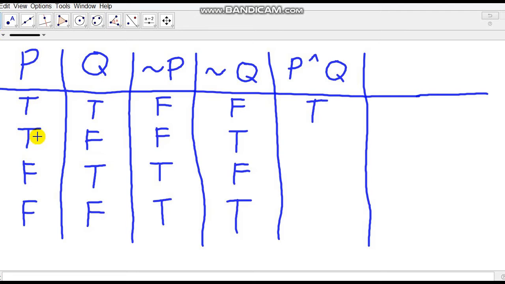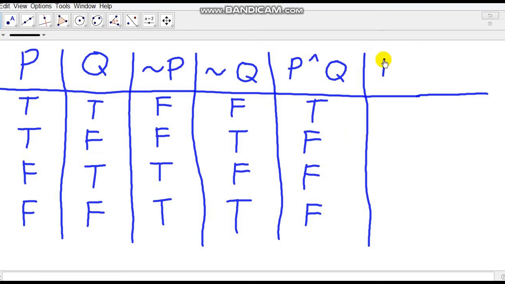However, in the second row, P is true and Q is false. Since one of them is false, it follows that P and Q is false. The third row shows the same thing. P is false, Q is true. One of them is false, which is P. Therefore, P and Q is false. And lastly, P is false, Q is false. Therefore, P and Q is false. So that's the truth value for P and Q. Both of them should be true, but if one of them is false, the entire P and Q would be false.